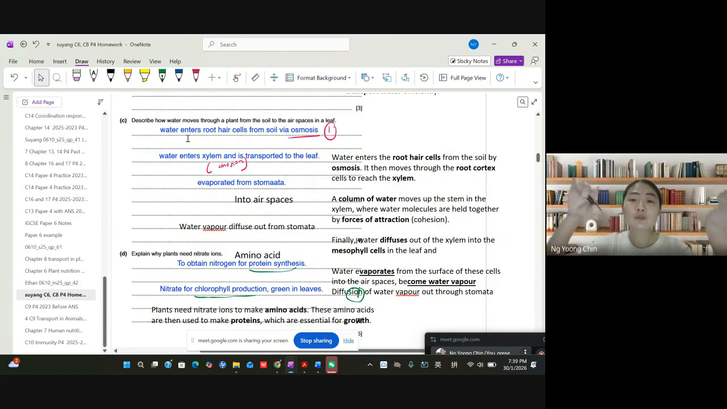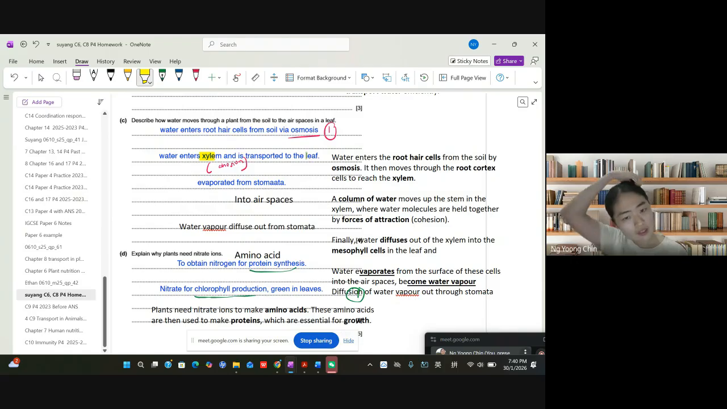So that's how you're able to describe the process. Okay, your first sentence is correct. You wrote that the water enters the root hair cell from the soil into the plant cell by osmosis. And then for the second sentence, you wrote that the water enters the xylem and is transported to the leaf. Entering the xylem is correct, and transported to the leaf is also correct, but it's lacking some detail.